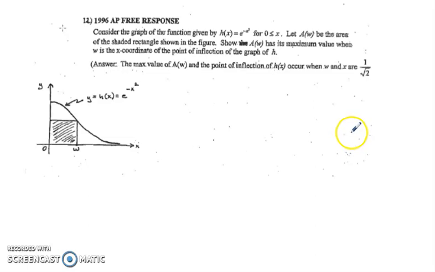Okay, this is an optimization problem. It's really just one part of the 1996 AP free response, but I wanted to do the one about optimization. And this one can be done without a calculator, so that's what we'll go ahead and do.